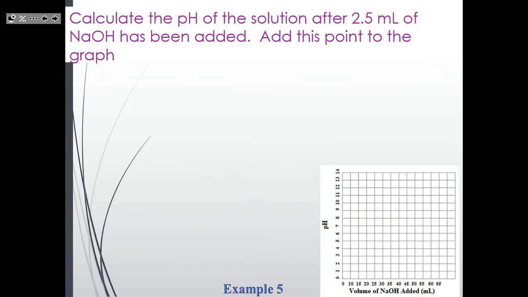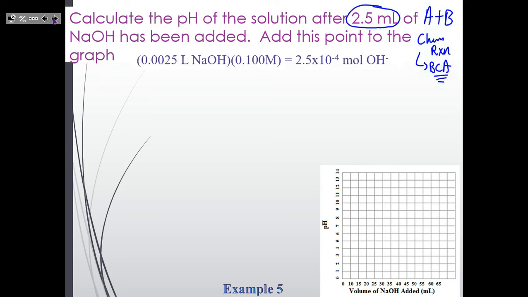Okay, the second point is going to come from calculating the pH of a solution after we add 2.5 milliliters of our titrant NaOH. And then we're going to add this point to the graph. Now, we have added acid with a base. So this is a chemical reaction, which means we need a BCA table. Huge importance. So let's go ahead and work that out.